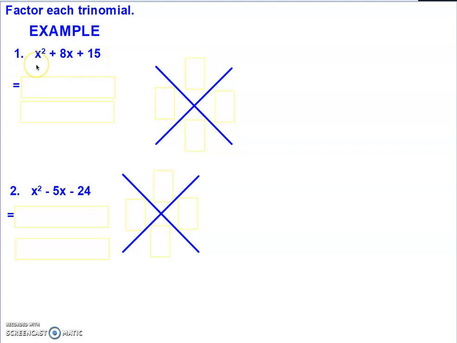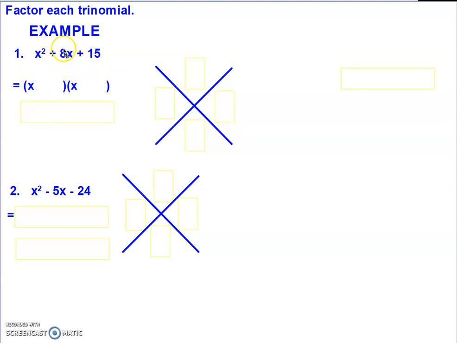So for example, number 1, we have x squared plus 8x plus 15. We want to factor that into two factors that look like this. They're both in parentheses, and they both have an x in the beginning. x blank and x blank. We need to figure out the numbers and the signs that go in those blanks. So how do we use the X method here?